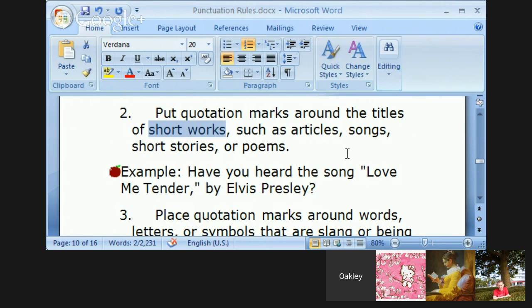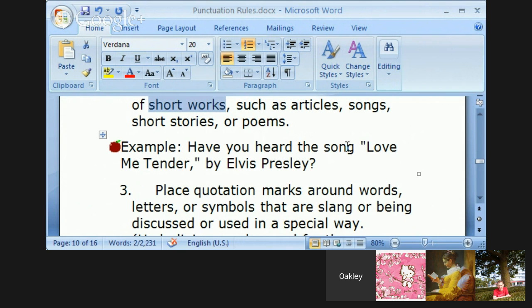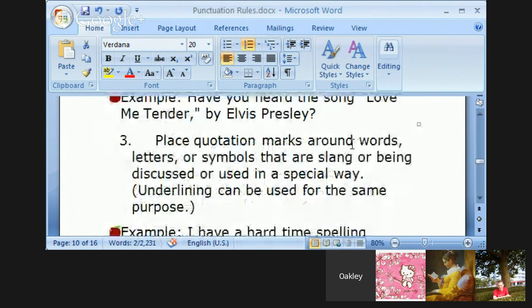Now, on the other hand, if you can't do italics for some reason, because you don't have that option, that font, then go ahead and use quotation marks, actually. So it's kind of a default when you don't have the option. Okay.